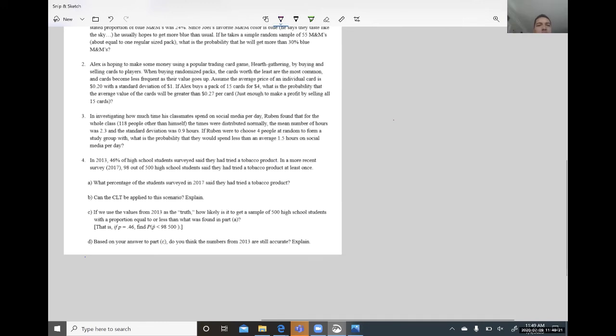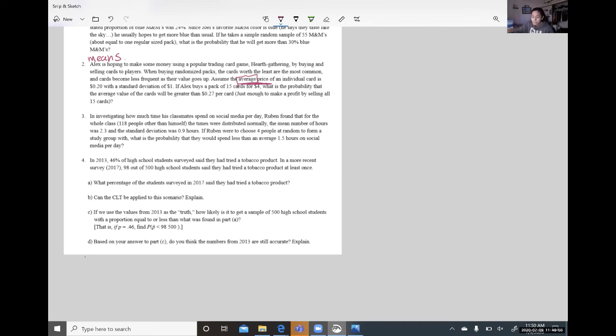So do you guys think this is going to be a means problem or a proportion problem? If it's a means problem, it should say means or average somewhere. Mean, perfect. And that is because we see, where was it? Oh, average price, right? So because we have average, we know this is going to be a means problem.